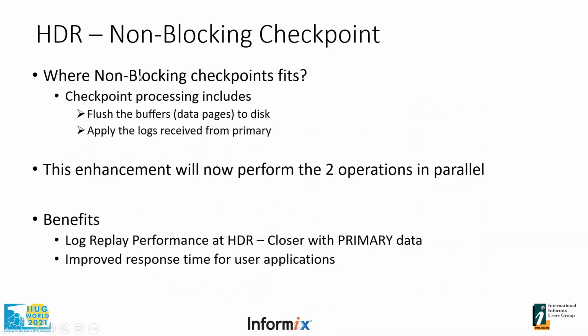Now, where does the non-blocking checkpoint fit in this scenario? When we are doing the checkpoint, we need to flush all those buffers, and then we need to apply the logs received from the primary. When it is blocking, it is possible that some of the logs which are already pushed to the secondary are all in the staging files, and all these things have to happen. During the flush, we don't apply the logs, and that's adding fuel to the fire. So what this enhancement is going to do is to perform these two operations in parallel.